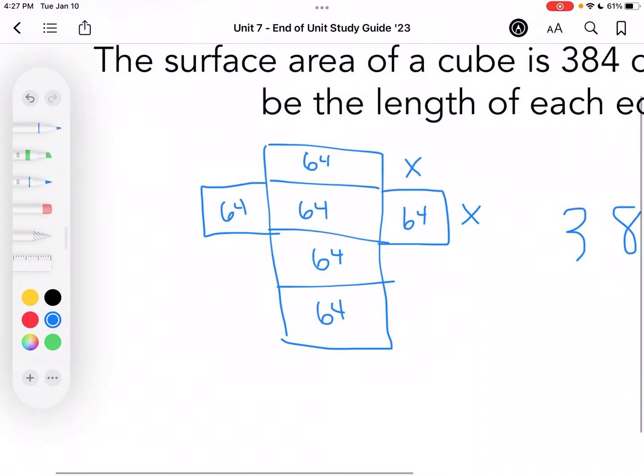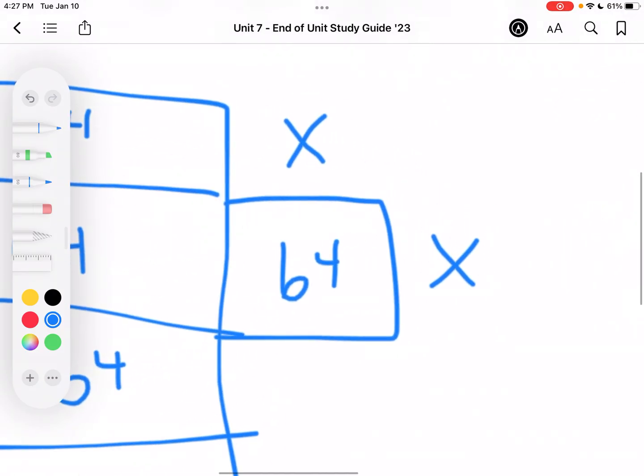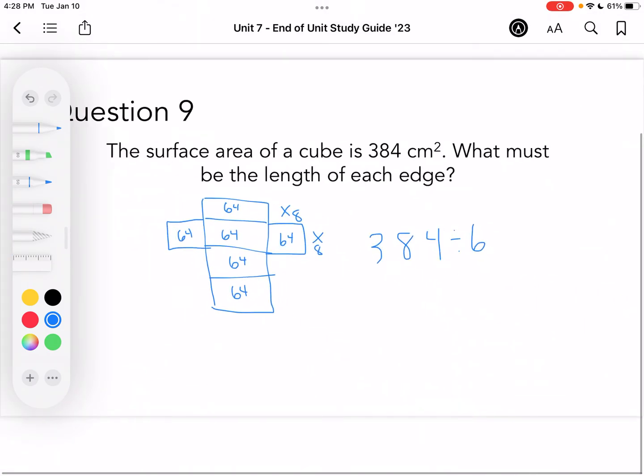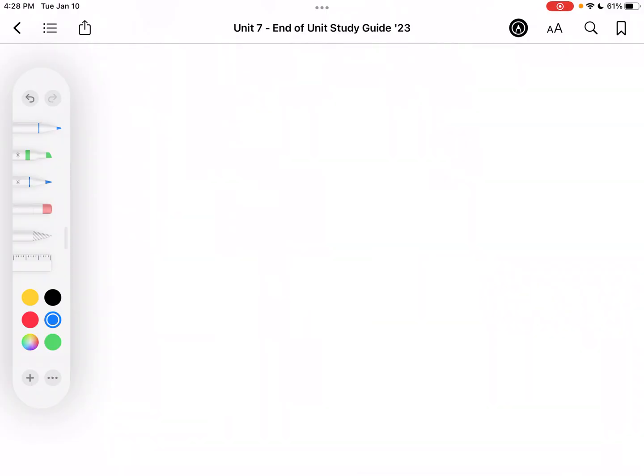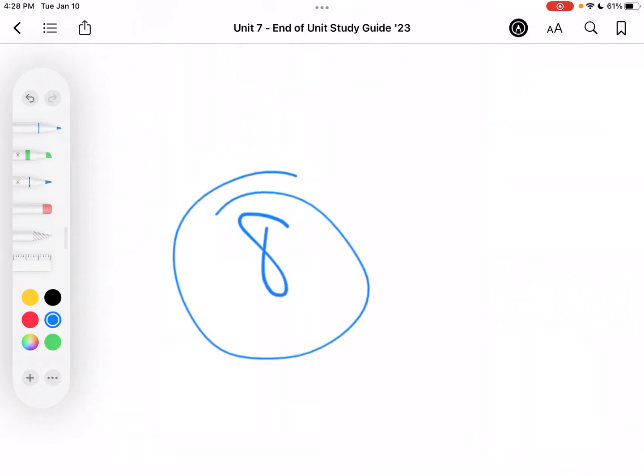And then I know that each of the side lengths has to be the same because it's a cube. So what times itself is 64? So I know 8. So 8 times 8 is 64. So I know each edge length is 8. So 8 would be my answer.